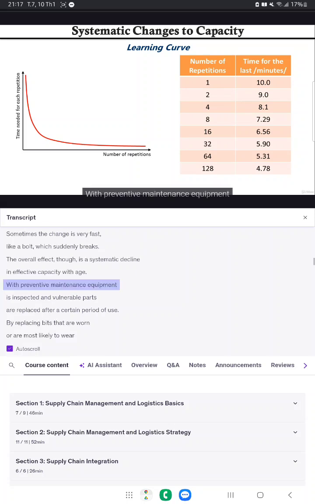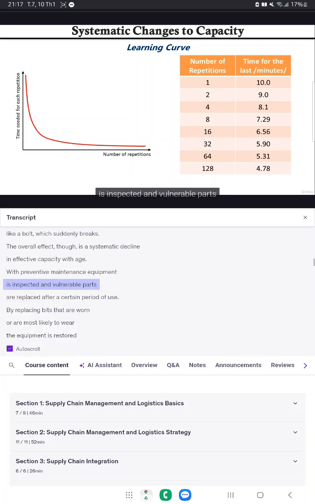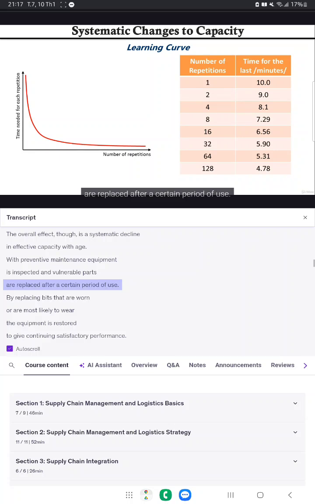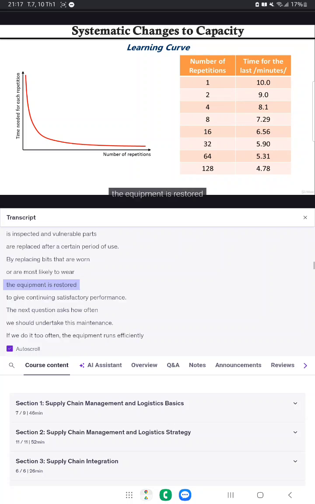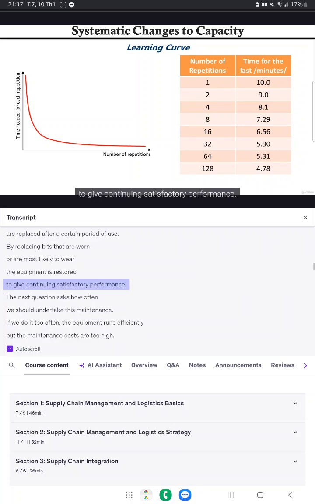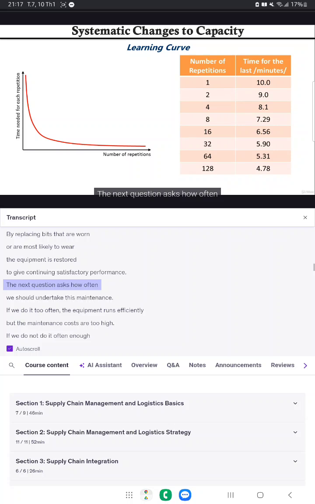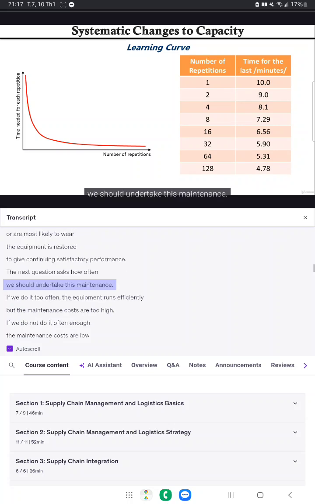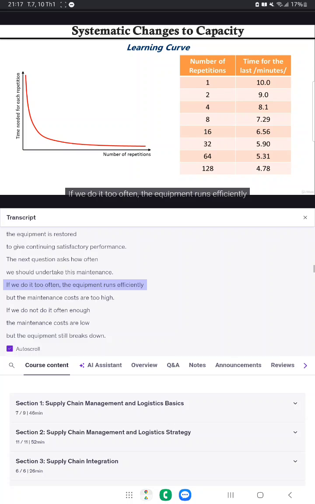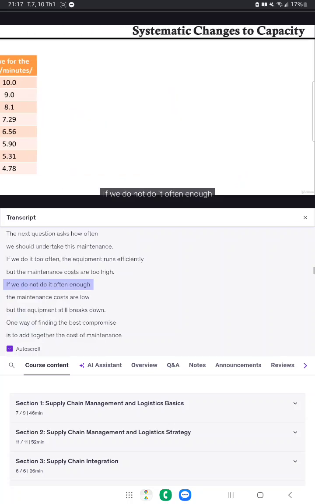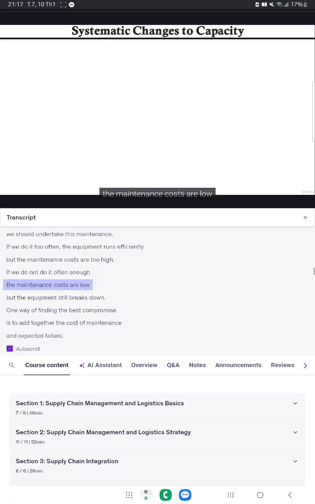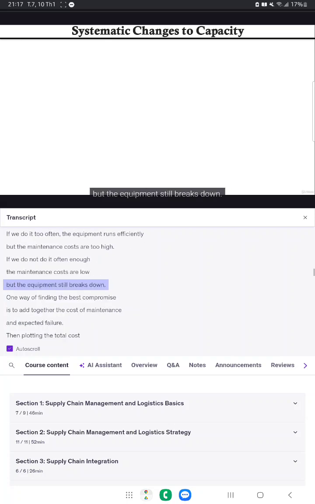With preventive maintenance, equipment is inspected and vulnerable parts are replaced after a certain period of use. By replacing bits that are worn or are most likely to wear, the equipment is restored to give continuing satisfactory performance. The next question asks how often we should undertake this maintenance. If we do it too often, the equipment runs efficiently, but the maintenance costs are too high. If we do not do it often enough, the maintenance costs are low, but the equipment still breaks down.